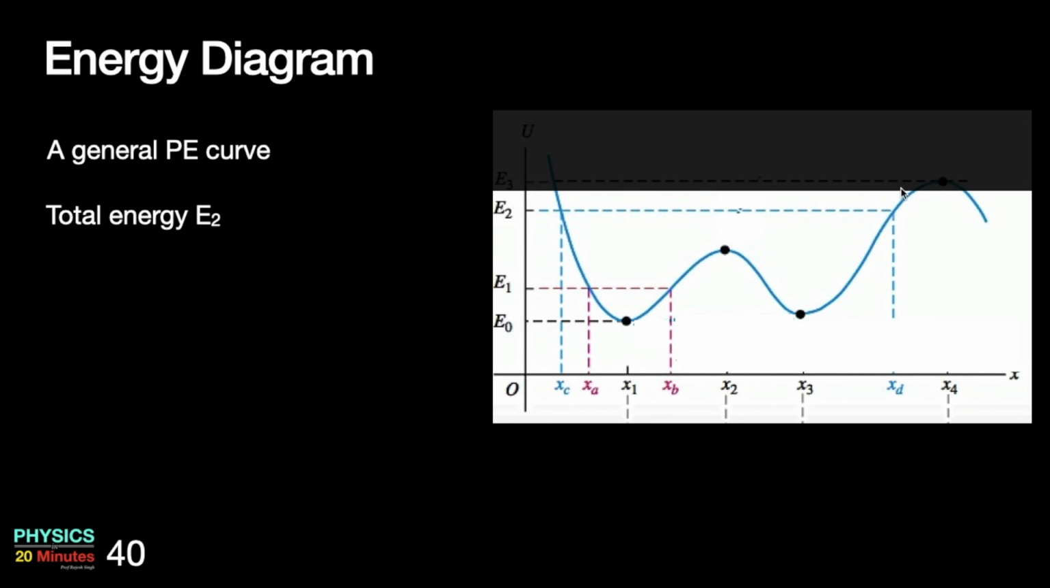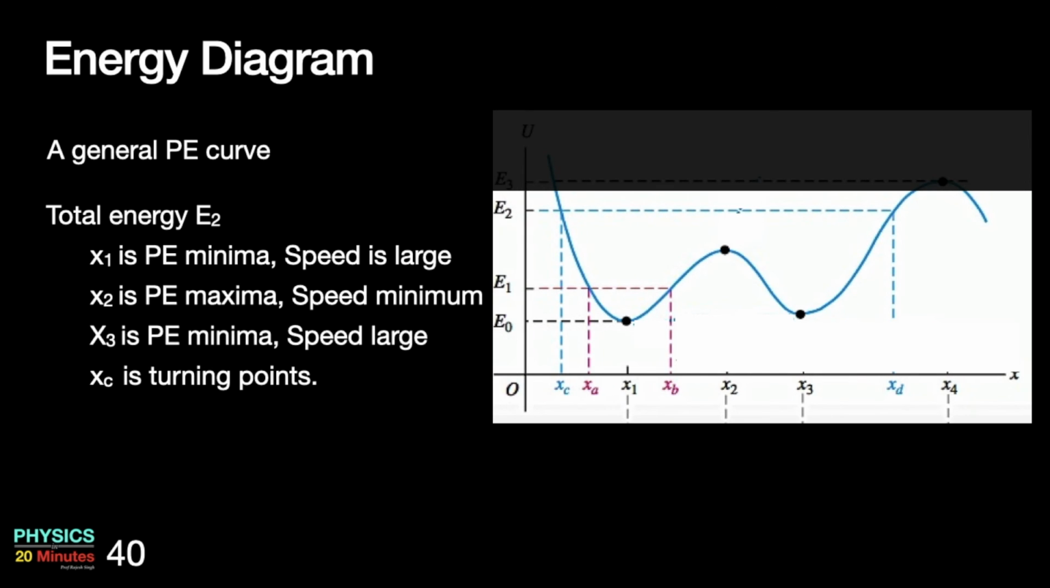Where is it? If you go to the left side, you will find that this is another intersection of total energy and potential energy curve, and this point is my turning point. So XC is my another turning point. So XC and XD in this case are turning points. X1 is PE minima, speed is large. X2 is PE maxima, speed is minimum. X3 is PE minima, again the speed is large. XC and XD are turning points.